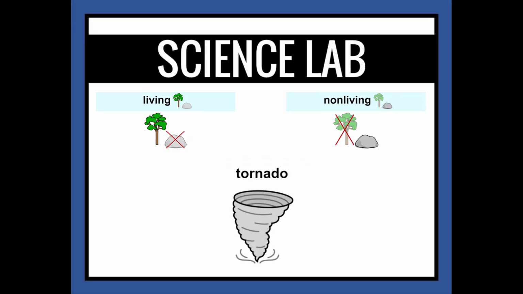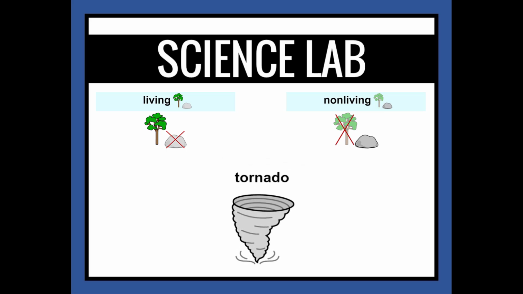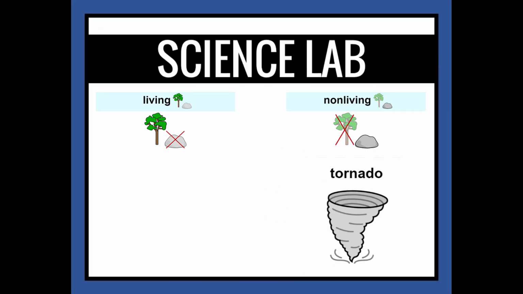Our next item is a tornado. Is a tornado a living thing or a non-living thing? A tornado is a non-living thing. It does not breathe, eat, grow, or reproduce. A tornado may move, but it requires air to move it.